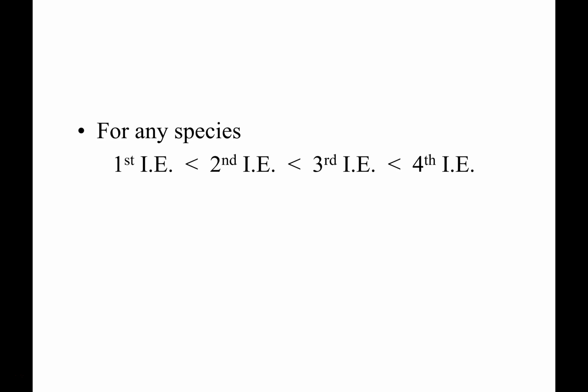But for the same species, and this probably makes sense, once you have an electron gone and you have a cation, it's harder to go after that next electron. So what this says is that the first ionization energy is the least, and it gets steadily harder to kick off an electron from that cation.